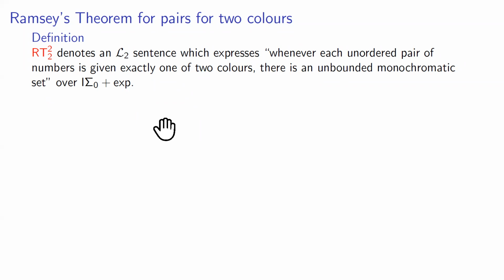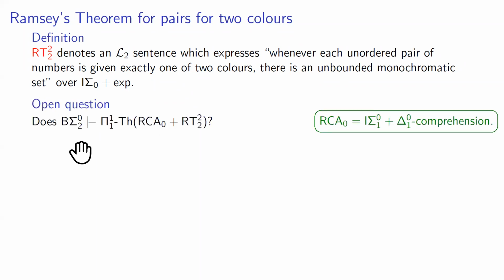A major open question, which is still open, I think, is whether BΣ02 proves all the Π11 consequences of RT22 over the usual base theory RCA0. It doesn't matter what RCA0 is for the purpose of this talk. It's about whether a theory proves all the Π11 consequences of another theory, so we can reformulate it. All the theories here are Π12 axiomatized, recursive, so we can reformulate it in terms of omega extensions.